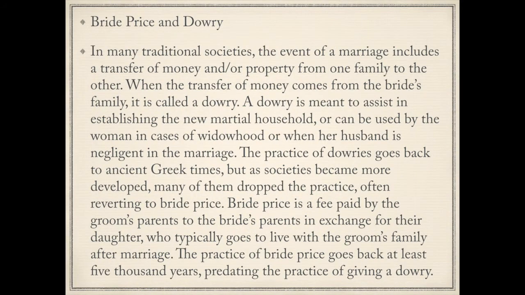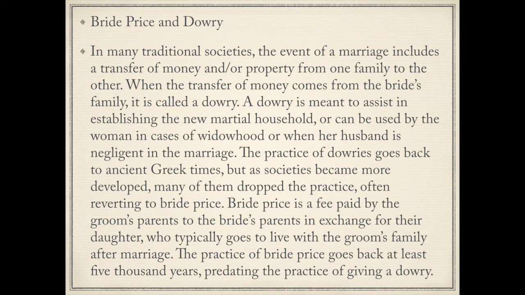Okay, so this is the passage that you will need to read. So I'll just read it out loud, and we'll do it together. So, bride price and dowry. Many traditional societies, the event of a marriage includes a transfer of money and or property from one family to the other. When the transfer of money comes from the bride's family, it is called a dowry. A dowry is meant to assist in establishing the new marital household, or can be used by the woman in cases of widowhood or when her husband is negligent in the marriage.